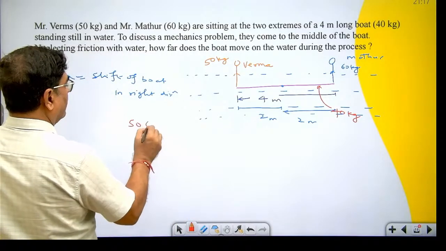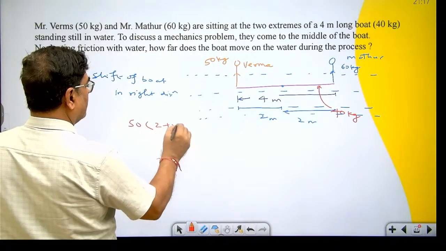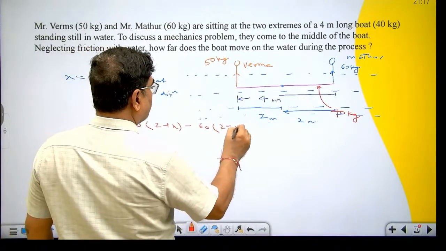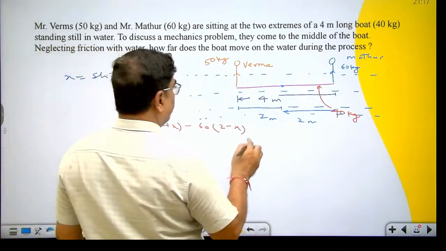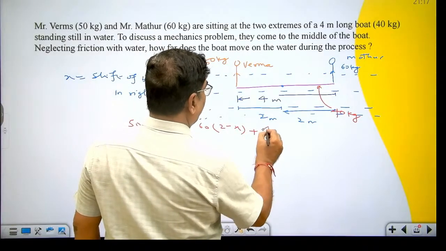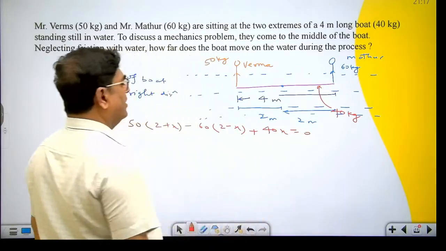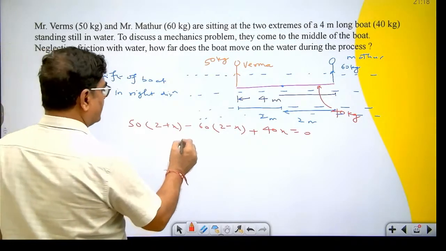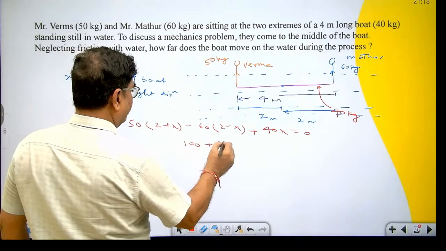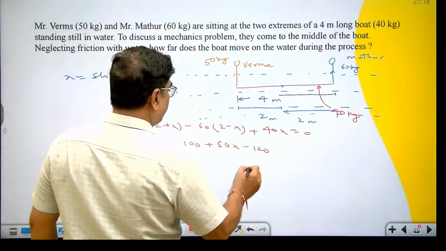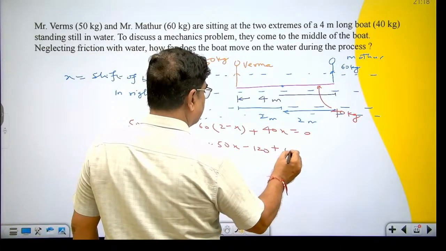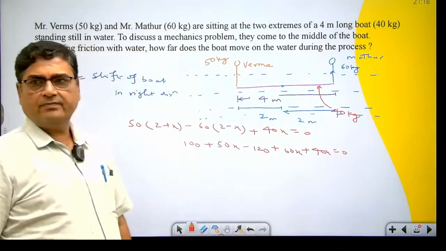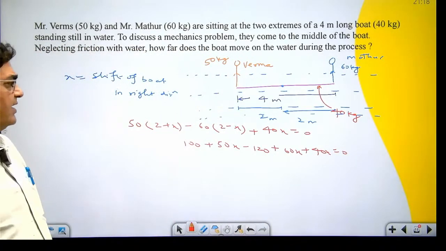50 into (2 plus x) minus 60 into (2 minus x), because this is coming in the negative direction, plus 40, the boat mass, into x equal to 0. Now we can easily solve and find the value of x. This is 100, this is 50x, this is minus 120, this is plus 60x, this is 40x, equal to 0.